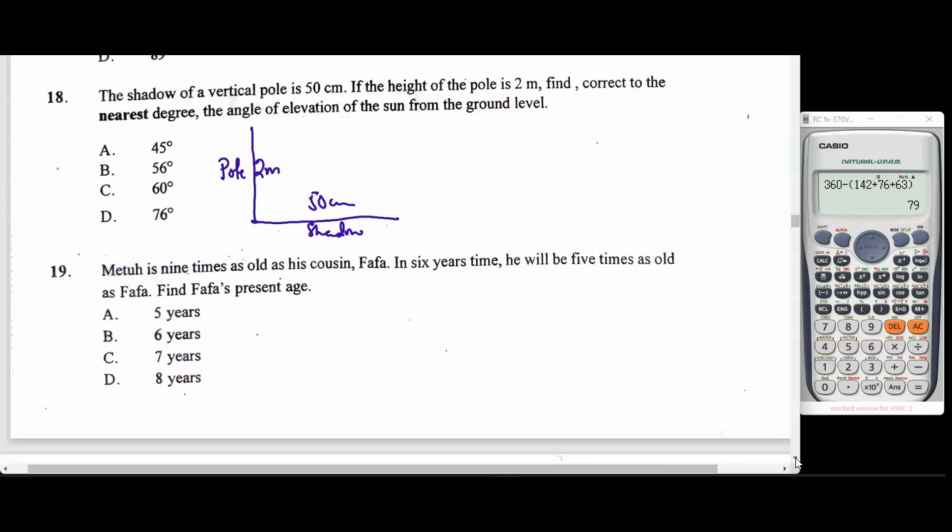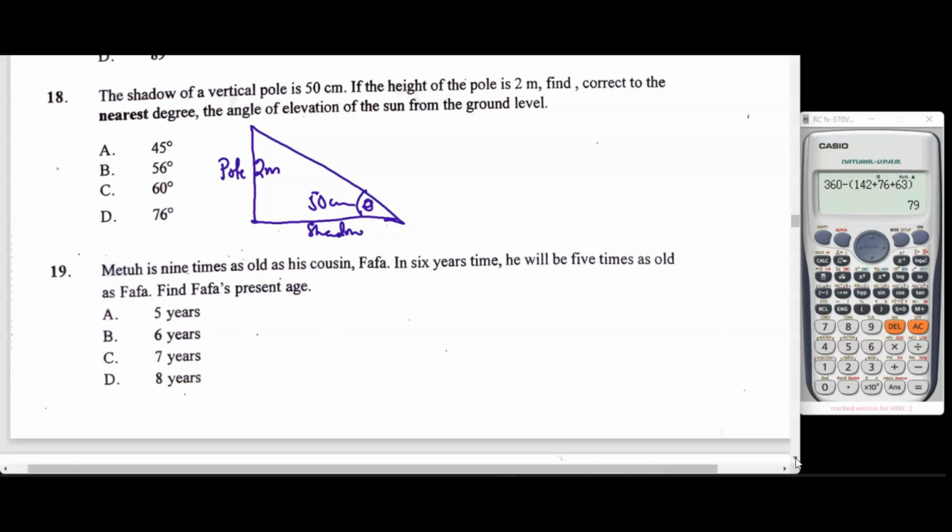Find, correct to the nearest degree, the angle of elevation. So we are looking for the angle of elevation of the sun from the ground. So actually we are looking for this. We are looking for theta. Remember, we have two different units here, so there's a need for you to convert them to the same unit so that it can be easily worked out.